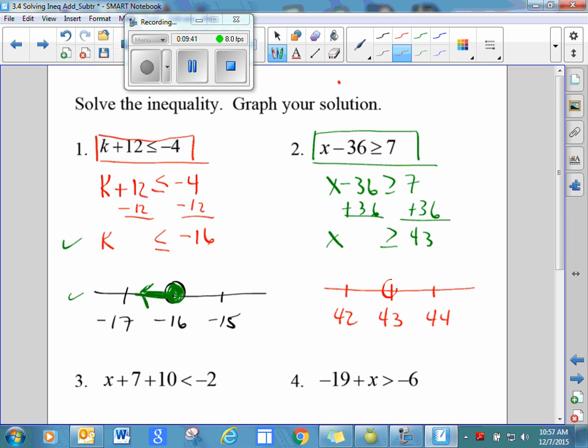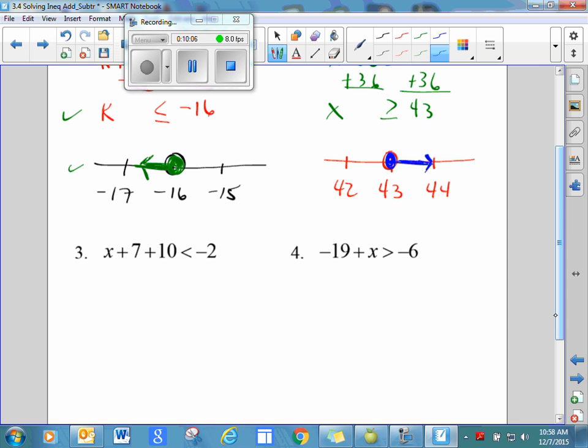Here's my target number. I ask myself, does it have a line underneath it? Is 43 part of my solution? Yes, it is. So I'm going to color it in. And again, I now need to shade one part of the graph or the other, and this tells me, show me all of the numbers that are bigger than or equal to 43. So that's going this way. Let's run through a couple more.